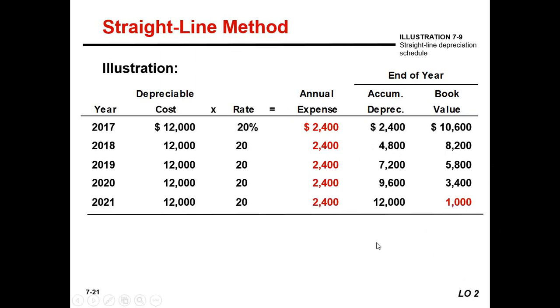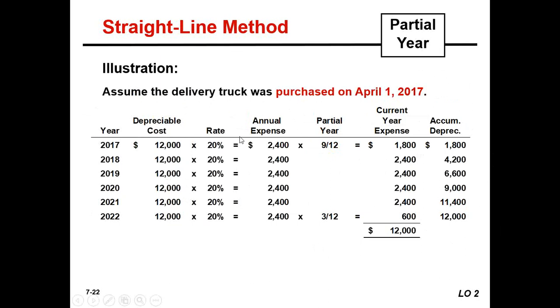Now, this is all assuming that the vehicle was purchased on the first day of the year. Well, what happens if we purchased it in April instead of January 1st? Your depreciation is the same with the exception of the first and last years. In the first year, we're going to do our partial year calculation, kind of like we did when we were calculating interest. So we're only depreciating for 9 months out of the 12.